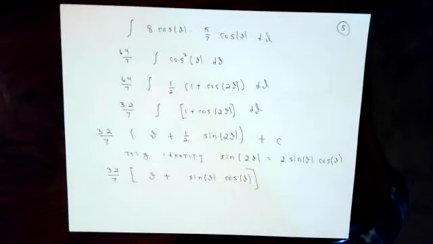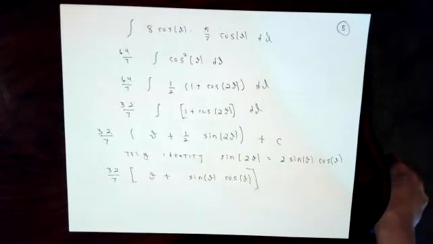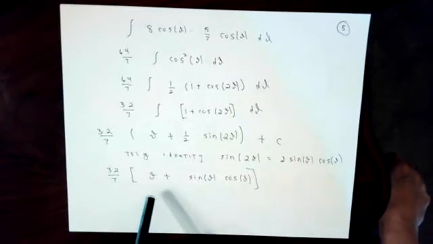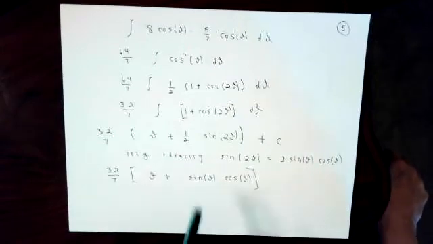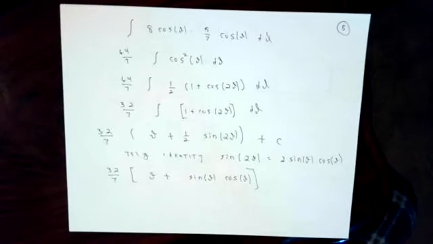And here's the problem that we have to deal with in order to finish the problem. It's written in terms of theta, and I don't want that. I want my x's back again. So I'm going to have to figure out what theta is in terms of x, figure out what sine and cosine of theta are, multiply those two together, and add it in.